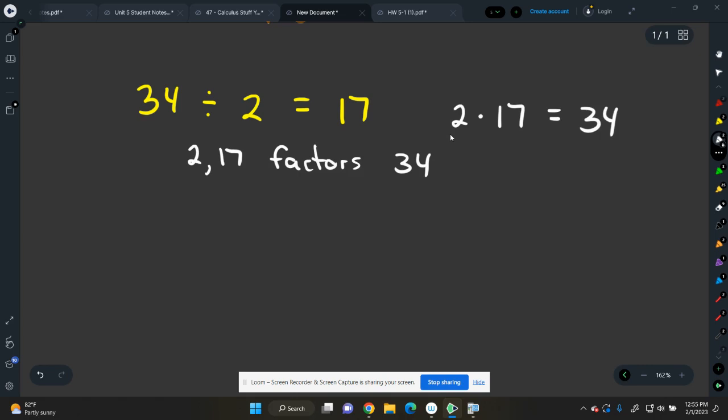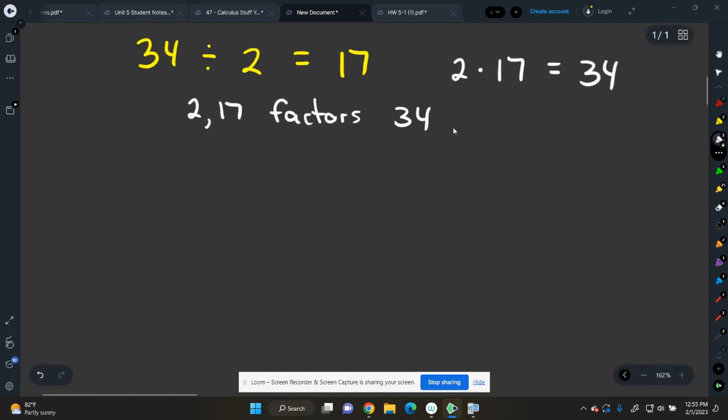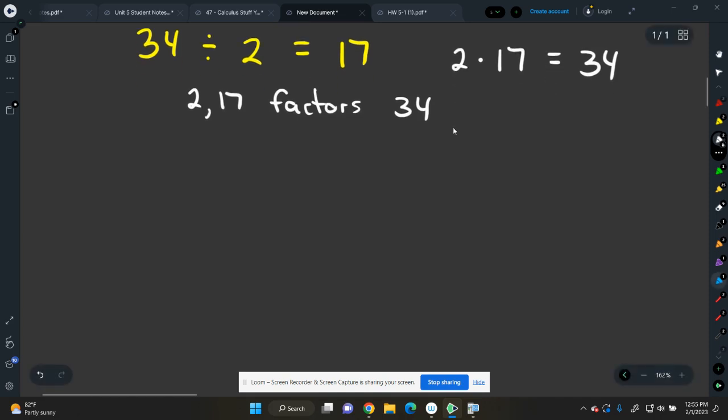Right? When we say something is a factor, it means it divides evenly. It goes into it evenly. All right? There's our model. Now let's put it to use in polynomials. X squared plus 12x plus 27 divided by x plus 3.